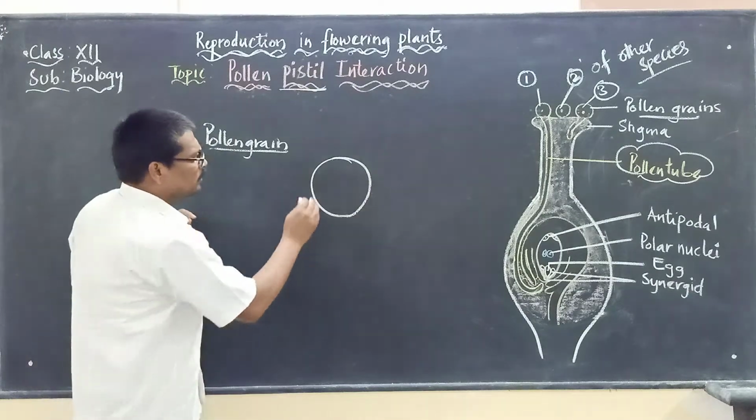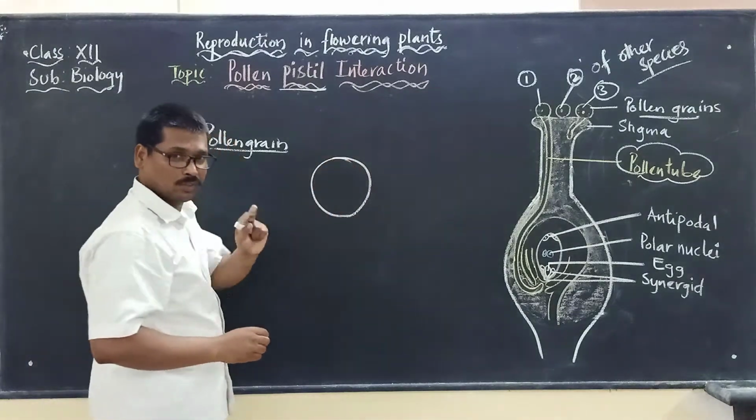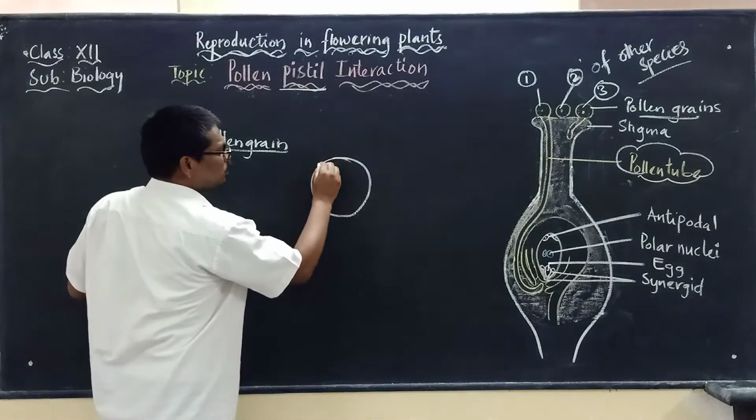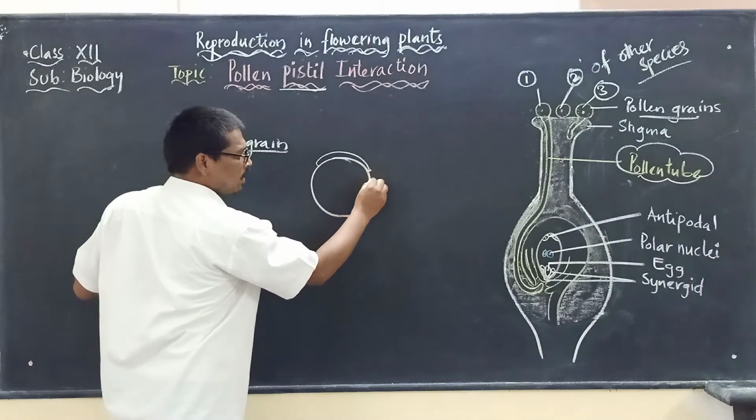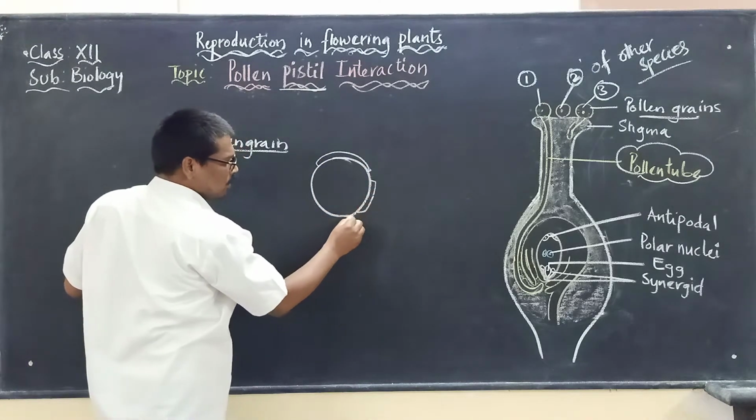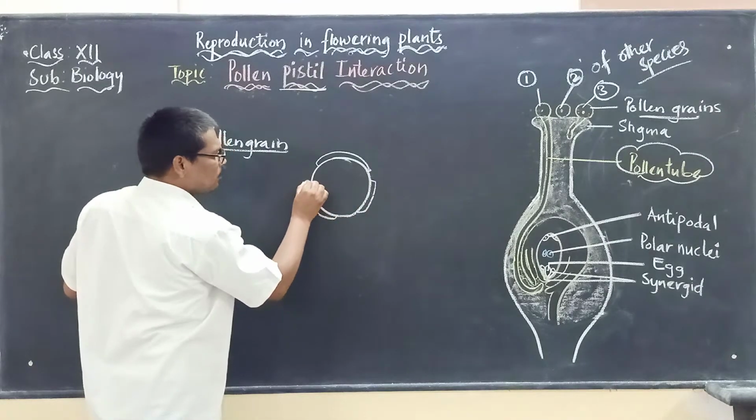We already know that the pollen grain has two layers. Suppose it has an outer wall and also an inner wall. So what are the outer wall and inner wall called?